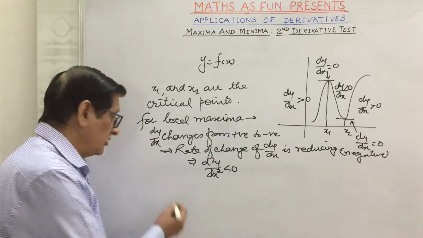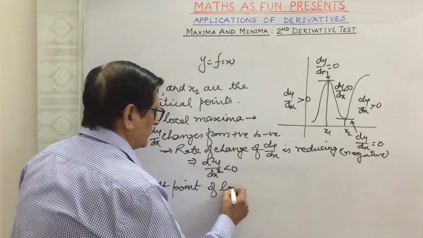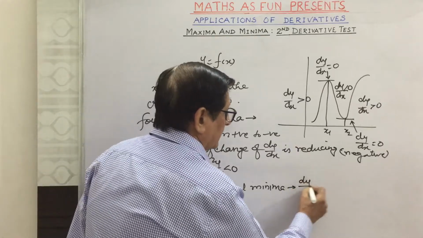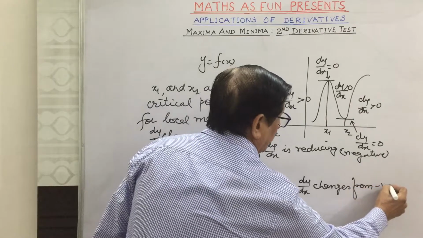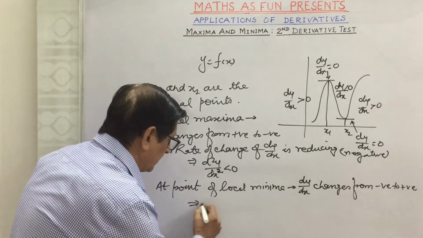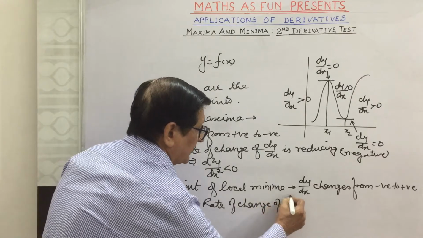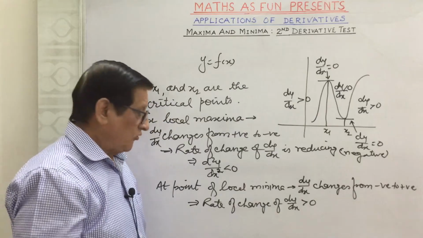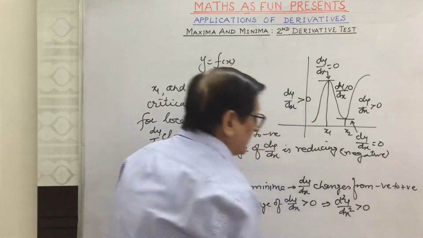At the point of local minima, we find dy by dx changes from negative to positive. It means the rate of change of dy by dx is greater than 0, which implies that d2y by dx square is greater than 0.